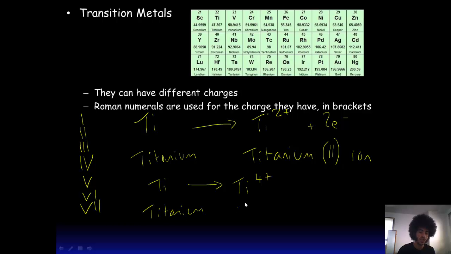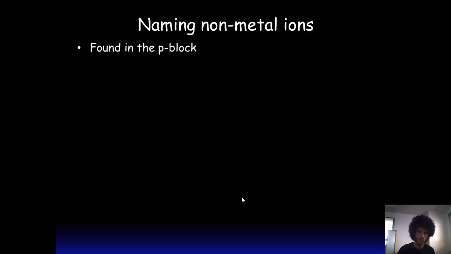But because it's 4+, I have to change the number in the Roman numeral. So it's titanium, and I have to put the 4 from here, so it'd be titanium(IV) ion, that's your 4. So you just have to be quite savvy with working out which Roman numeral is required for the ion you've got. So let's now name non-metal ions.